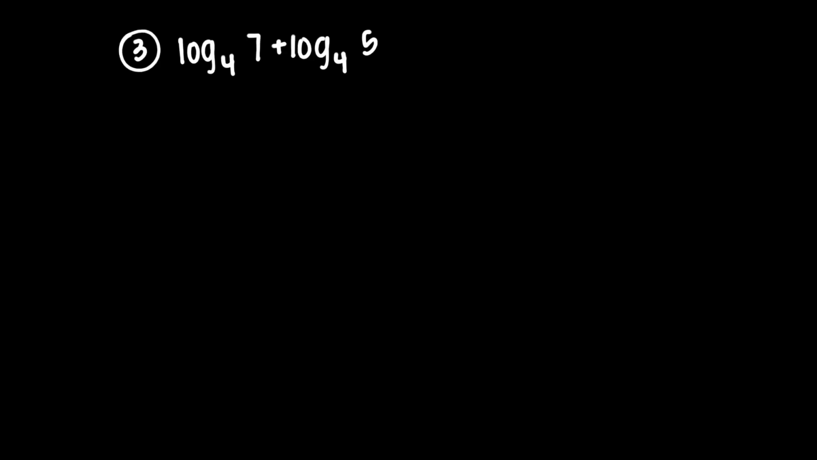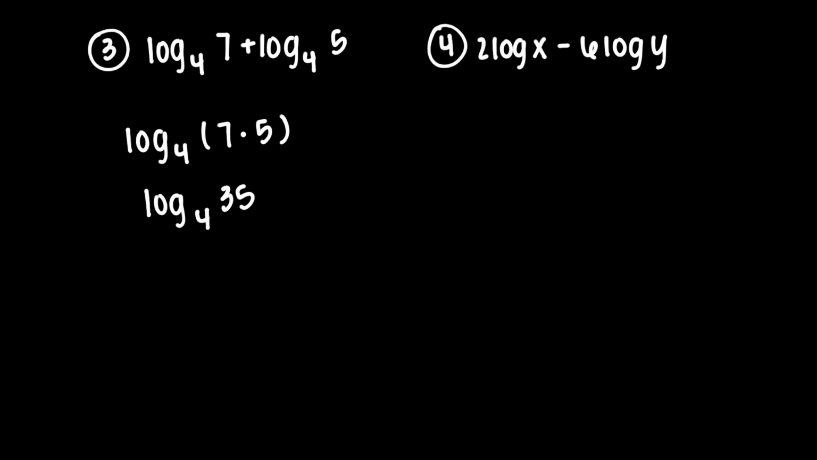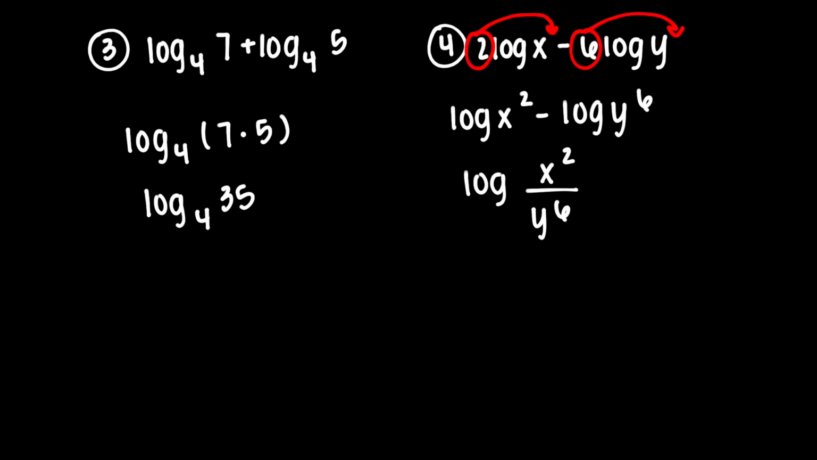Example 3, you're going to try on your own. I want you to condense log base 4 of 7 plus log base 4 of 5. When you do this, you get log base 4 of 7 times 5, and then you should end up with log base 4 of 35 as your final answer. And the last example for you to try on your own, I want you to condense 2 log of x minus 6 log of y. When you're done, you should get log of x squared over y to the 6th.